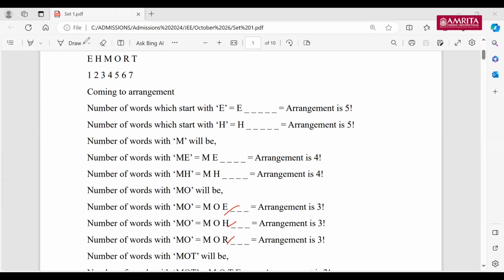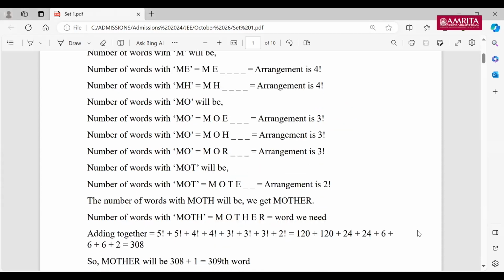After E, according to what is given, I have H. Here the arrangement is 3 factorial. After H, I have R. Here also the arrangement is 3 factorial. So now we have considered the next step of arrangement. After this, I have considered E, H, R.